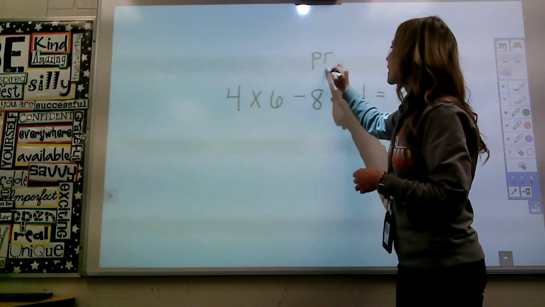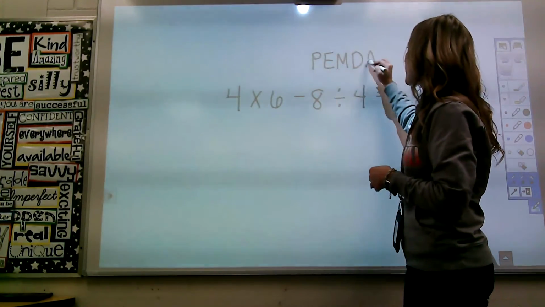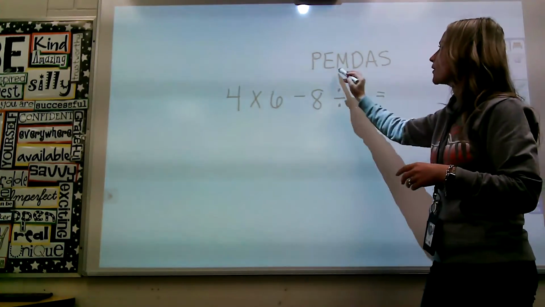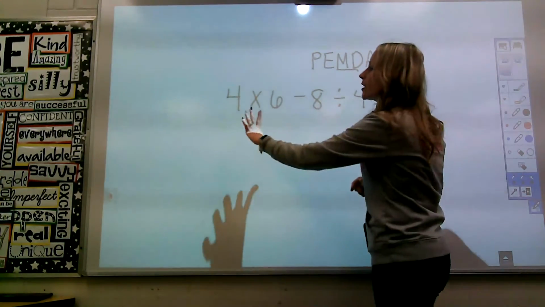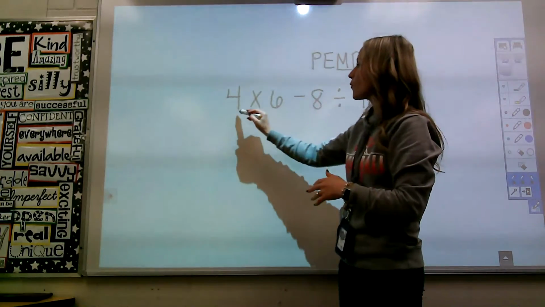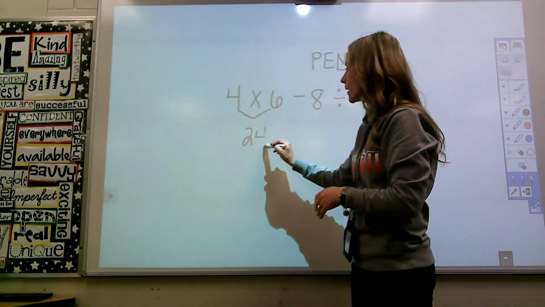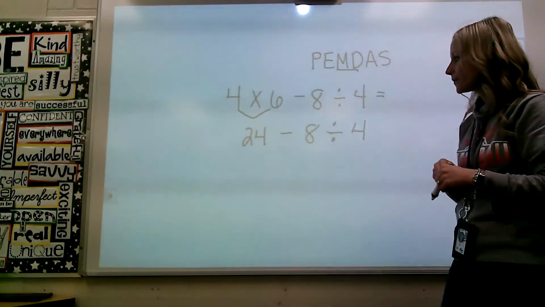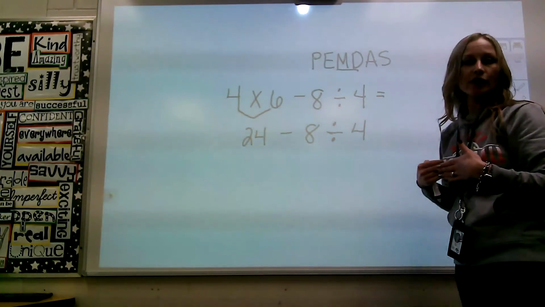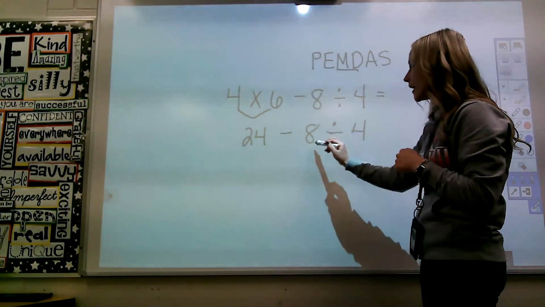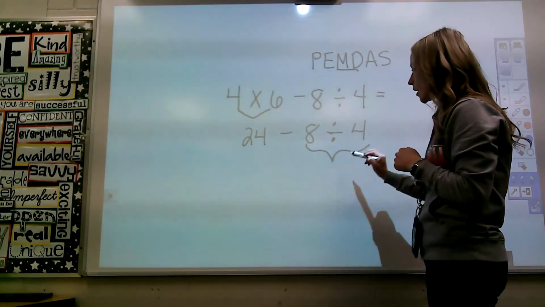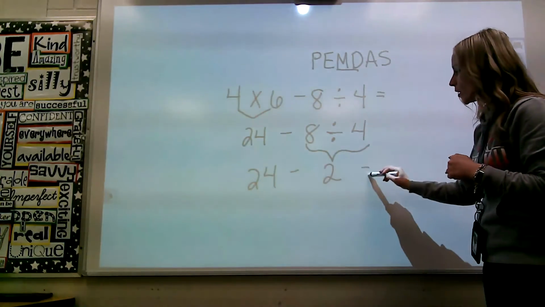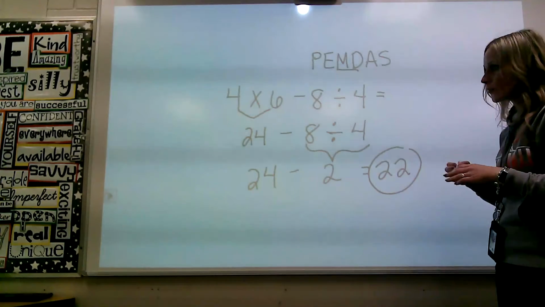So I always tell the kids, write PEMDAS above your problem just to remind you as you go. There's no parentheses, there's no exponents, but there is multiplication and division, but I have to do them from left to right. So my first problem is 4 times 6. So I'm going to bring down my 24, and then I'm going to bring down everything else that I haven't used. Then I'll notice I still have division here, so I have to solve my division problem over here. 8 divided by 4 is 2, and then I bring down what I haven't used. So I have 24 minus 2, which is 22 for my final answer.